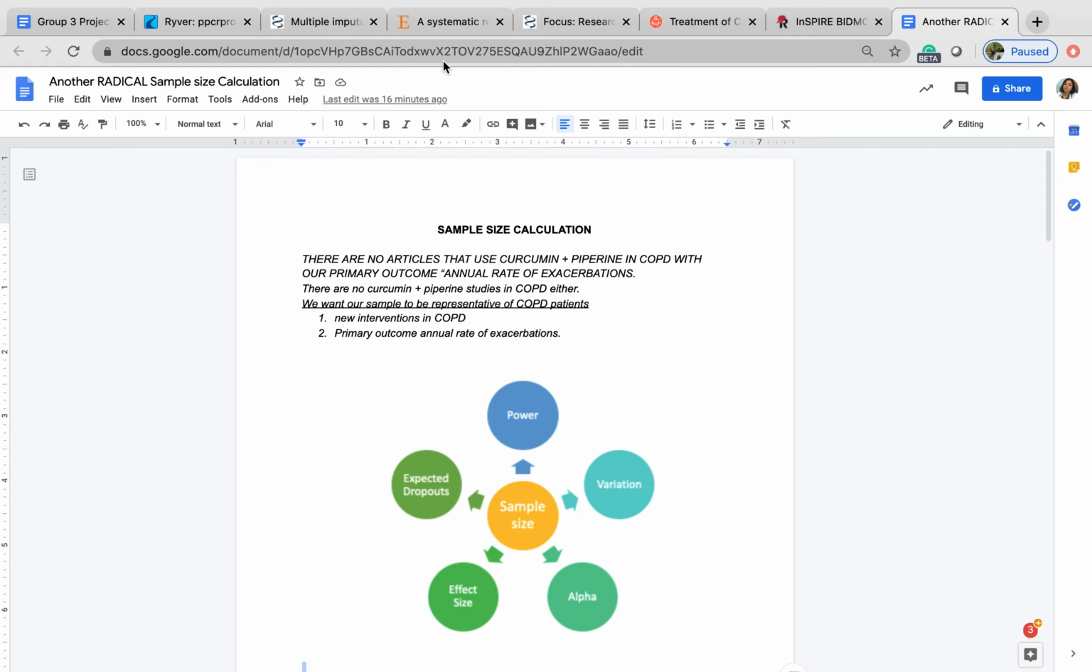Today I'm going to show you how to calculate the sample size for a group project. This is a different calculation than the one that is actually on the final draft, but I think it's a good example of what happens when you change the data a little bit.